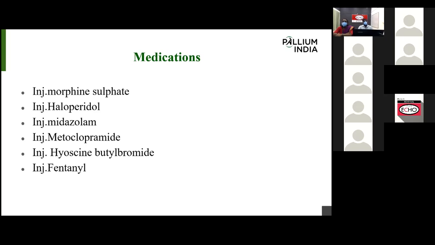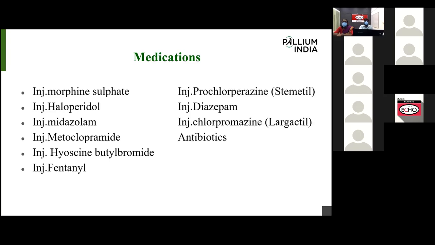Some examples of subcutaneous medications. First one, injection morphine, then injection haloperidol, injection midazolam, injection metoclopramide, injection hyoscine butylbromide or injection Buscopan, injection fentanyl. These are the main examples for subcutaneous injections. Studies are going on, and some more medications can be given subcutaneously. Mainly, we practice these medicines in our palliative care setting.